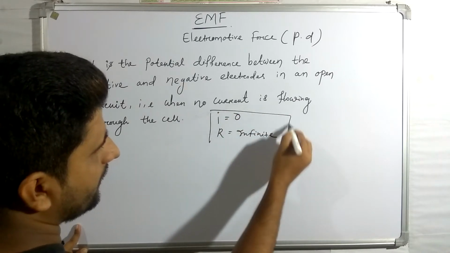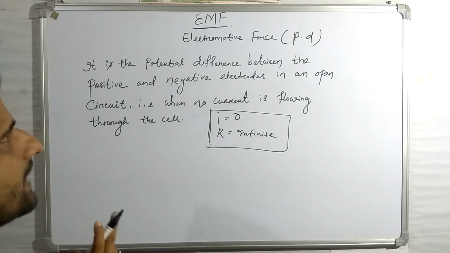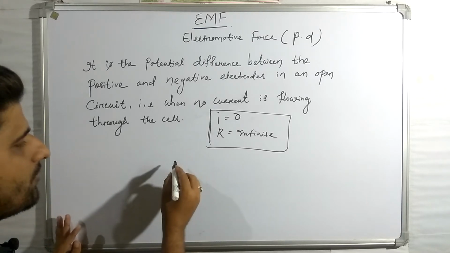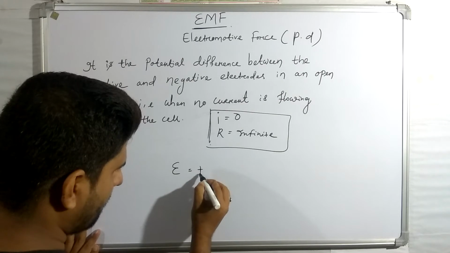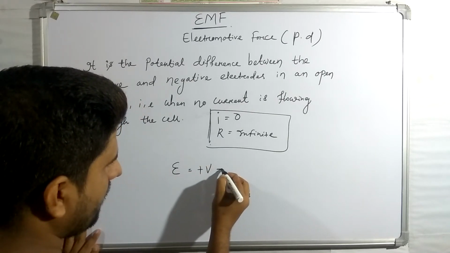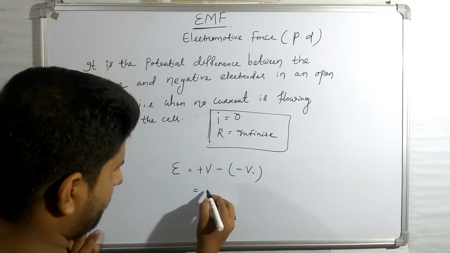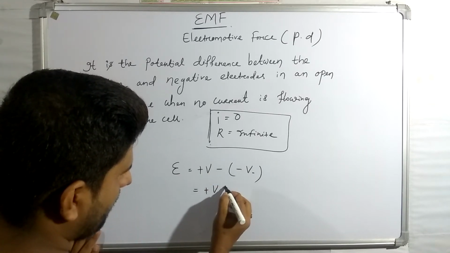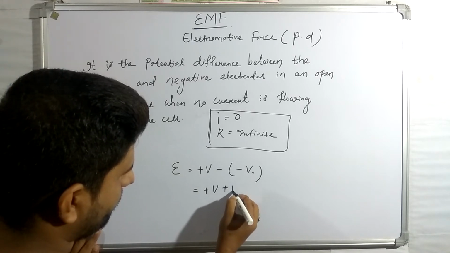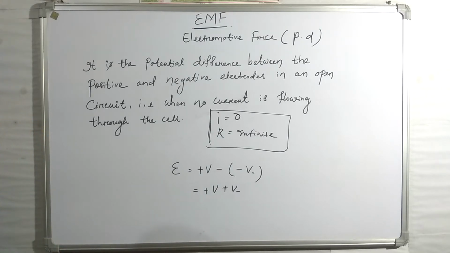Resistance is infinite. So this is the electromotive force, and the symbol is E. We know that the positive potential is developed by the positive electrode and the negative potential by the negative electrode. So the total or net EMF is equal to the difference between the positive electrode and negative electrode potentials. This is about EMF.